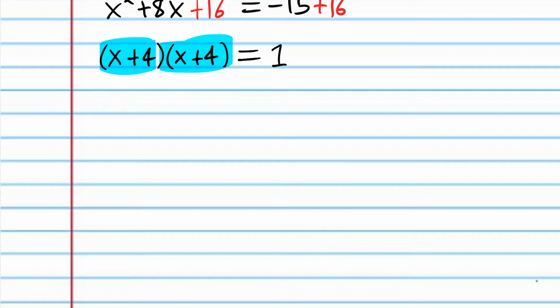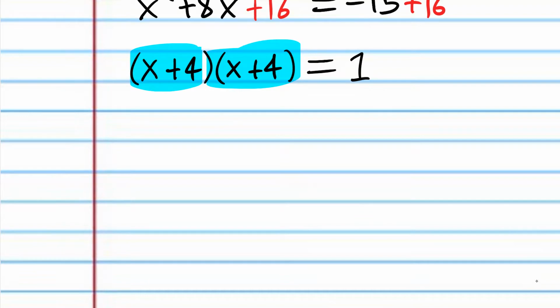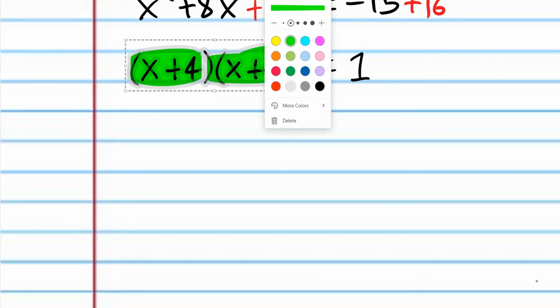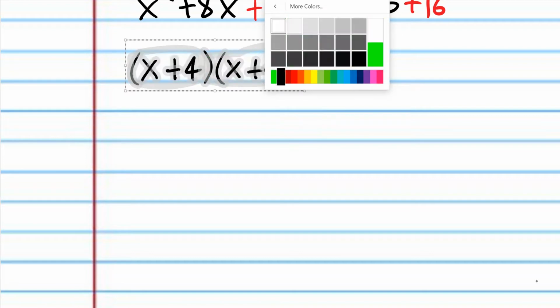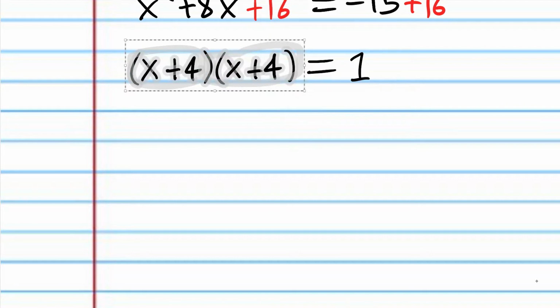You have a square, and one side is x plus 4, and the other side is x plus 4. And what we're going to do is write this in exponential notation. Let me change that back real quick. So we're going to change that to exponential notation.